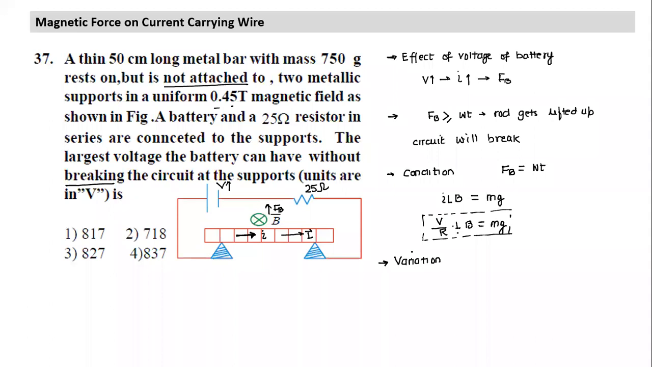Suppose I say it is hinged at this point. What will happen if it is hinged at this point? How does my question change? It will now tend to rotate. Translational equilibrium is broken. When it is free to rotate about the hinge, this force will try to rotate it. So what is the condition for breaking of the circuit? The variation is when it is hinged.